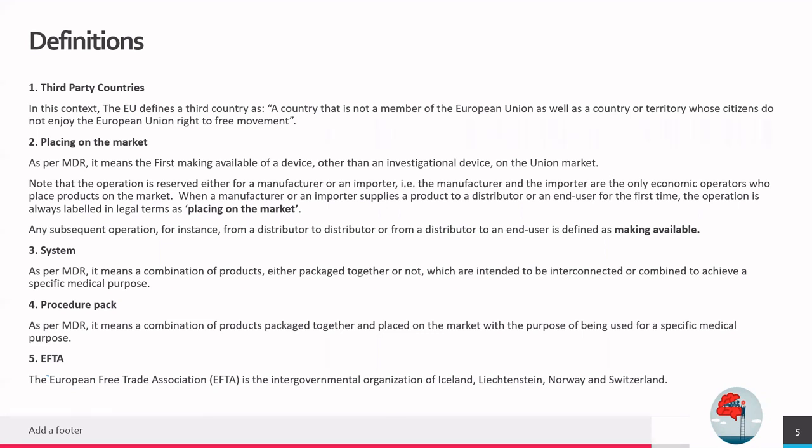What is a procedure pack? As per MDR, it means a combination of products packaged together. If they are packaged together, then they are called a procedure pack. So for one procedure to take place, certain equipment is needed. Nowadays, surgical knives and all come under one set. Okay, you can call it a procedure pack.